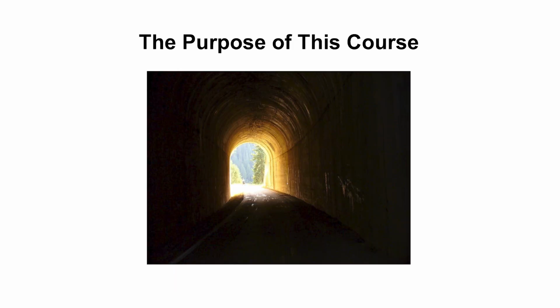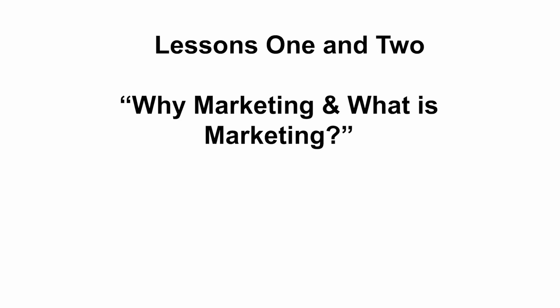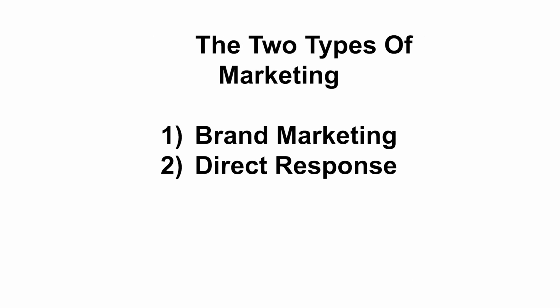So the purpose of this course was really to provide that sort of light at the end of the tunnel and give you everything you need to know to really focus on making marketing your number one business skill. So when we talked about those lessons 1 and 2, why marketing and what is marketing, those are the reasons. Next, lesson 3, we talked about the 2 types of marketing, and they were specifically brand marketing and direct response.